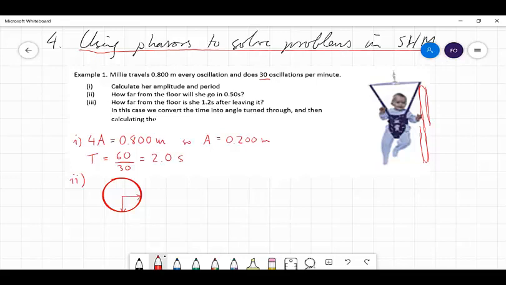So this one is a very easy problem, because she's going to go from this position to this position, which is exactly 1 amplitude. So we don't need to do any calculations for this one. The answer is just 0.200 meters, because every quarter cycle the object will complete 1 amplitude's worth of motion.